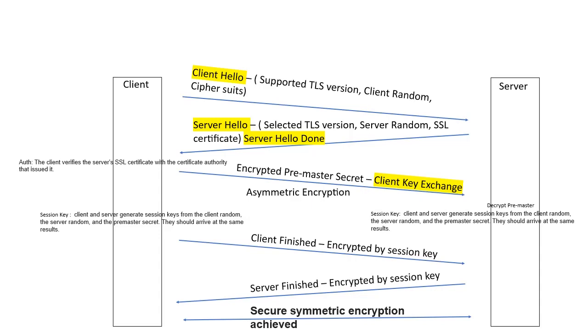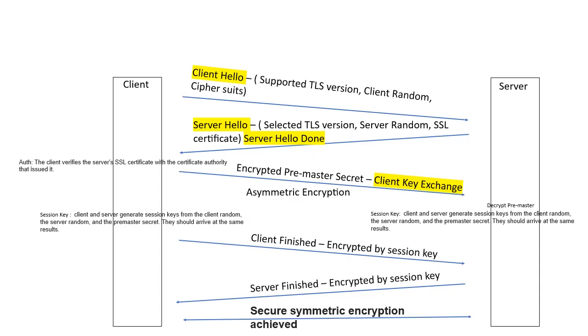As soon as the server receives the client hello message, it responds back with the server hello message. The server sends the message containing the server's SSL certificate, the server's chosen cipher suite, and the server random, another random string of bytes that's generated by the server. Authentication: the client verifies the server's SSL certificate with the certificate authority that issued it. This confirms that the server is who it says it is and the client is interacting with the actual owner of the domain.